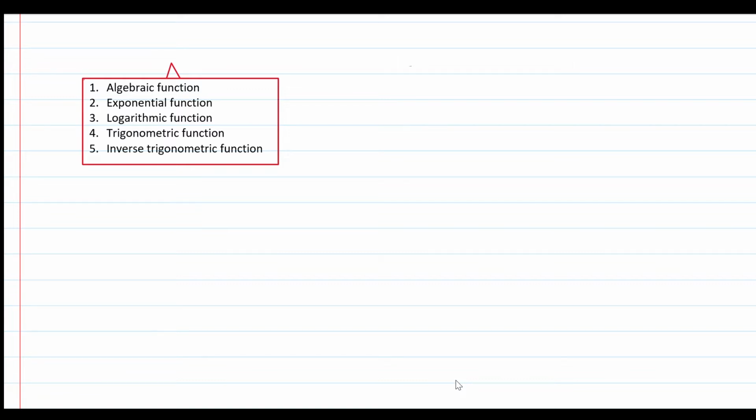This is part 2 of the video, Introduction to Exercise 7.1 on the topic of integration. Here are the 5 functions that we can integrate. First one is algebraic function, second one is exponential, third one is logarithmic, fourth one is trigonometric, and fifth one is inverse trigonometric. So we will solve 2 problems, or 1 problem, from each of these functions. First we'll go with algebraic functions.